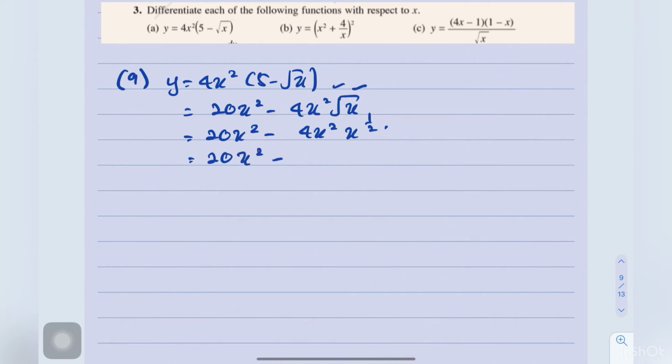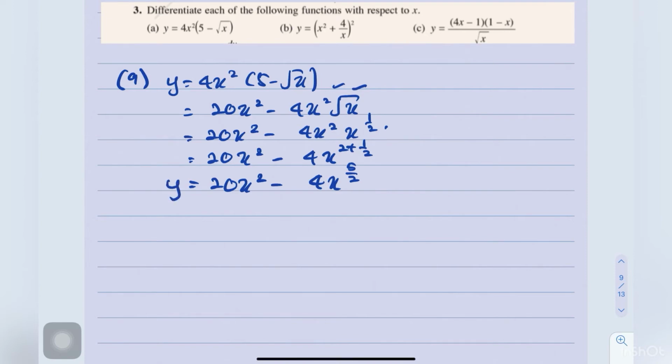x squared minus 4. This one we have learned in laws of indices. If we have the same base, multiplication, we can add the power. So x to the power of 2 plus 1 over 2. So 20x squared minus 4x to the power of 5 over 2. So then this is your y.